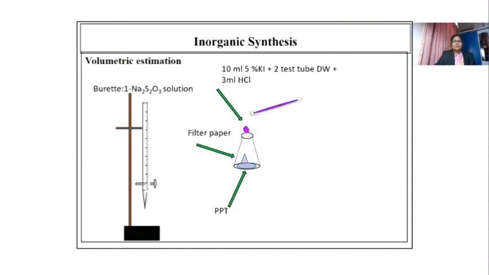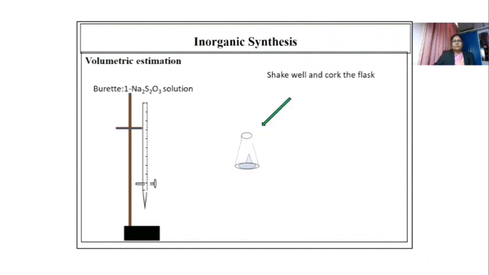In the conical flask, add 10 ml 5% potassium iodide solution, 2 test tubes of distilled water, and also add 5 ml concentrated HCl. Shake the flask containing solution well, and now cork this flask tightly and keep it in a dark place for about 5 to 10 minutes till the liberation of iodine is complete.